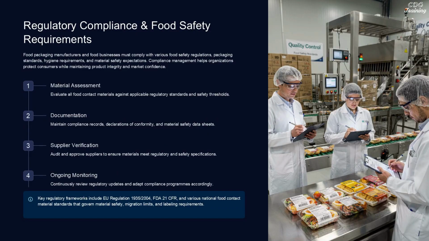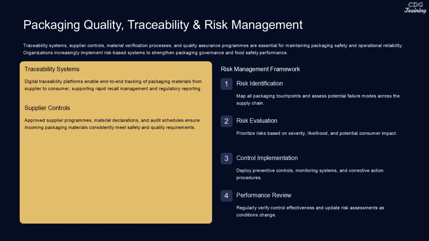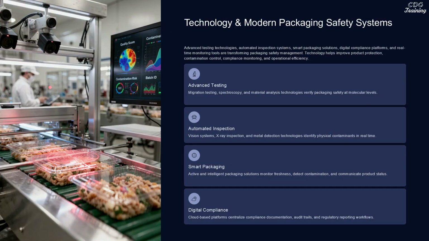Compliance with food safety regulations is essential for packaging manufacturers. This section covers material assessment, documentation, supplier verification, and ongoing monitoring to ensure adherence to standards. Traceability systems and supplier controls are vital for maintaining packaging safety and reliability. This section outlines the risk management framework, including risk identification, evaluation, control, and performance review. Modern packaging safety systems leverage advanced technologies for testing, inspection, and compliance. These innovations enhance product protection and operational efficiency.